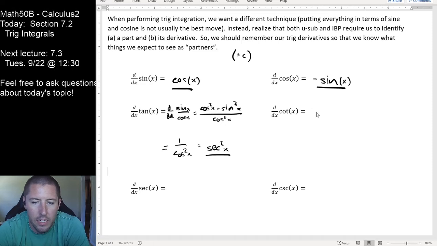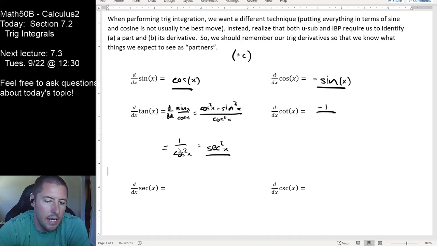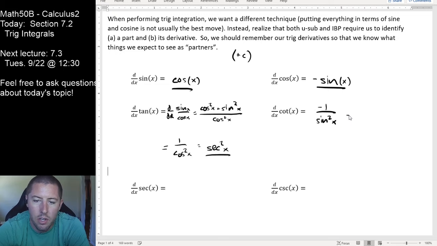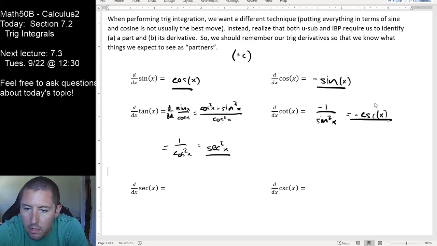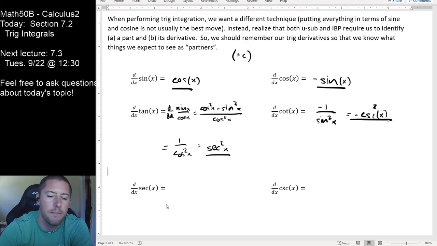And so here we're going to end up with a -1 on top. Similarly, instead of a cosine on bottom, we now have sine on bottom. So there should be a sine squared down here. And so that's really the same thing as negative cosecant squared of x. All right, so that's our derivative for cotangent: the negative cosecant squared. Sorry, cosecant squared of x.